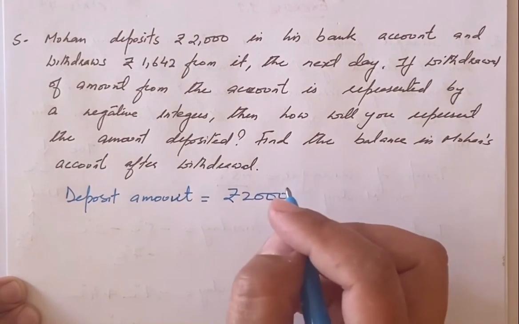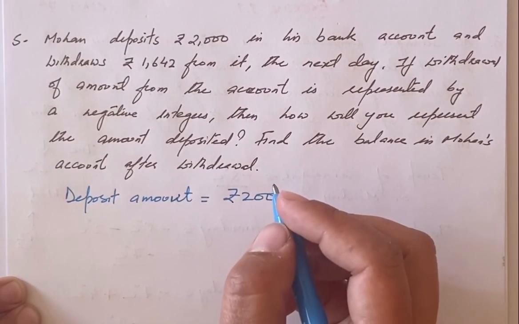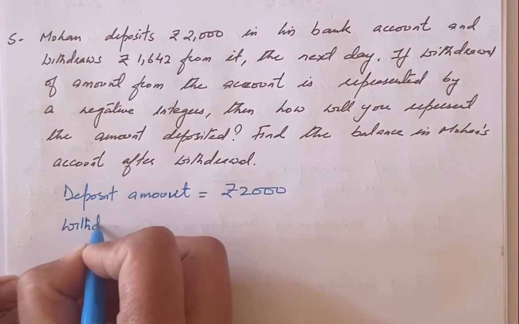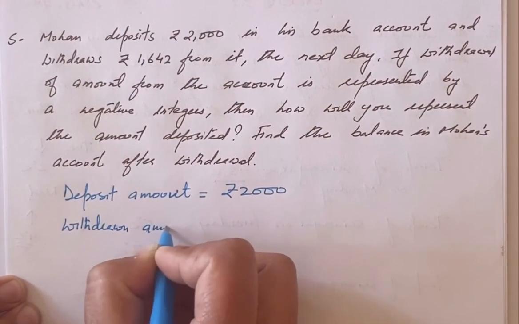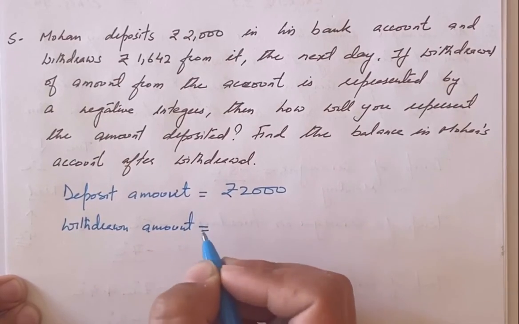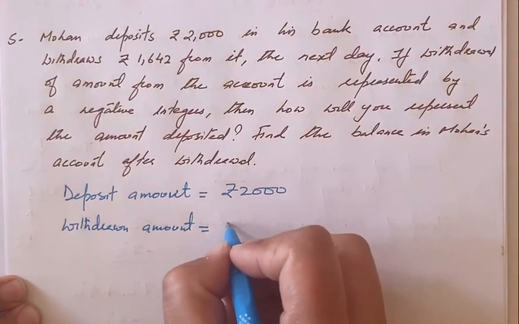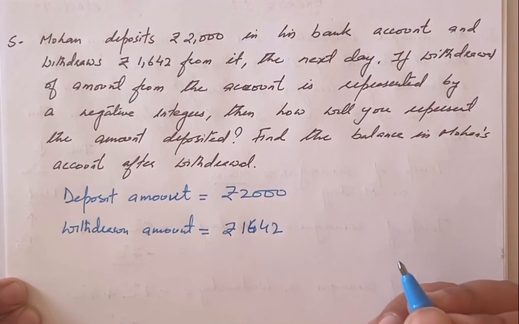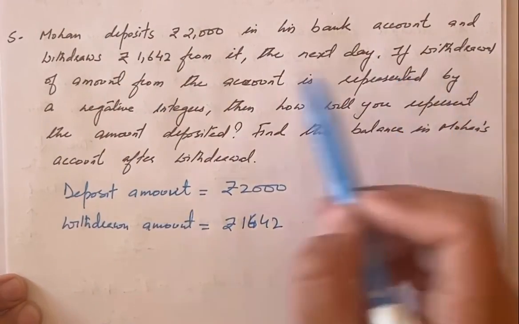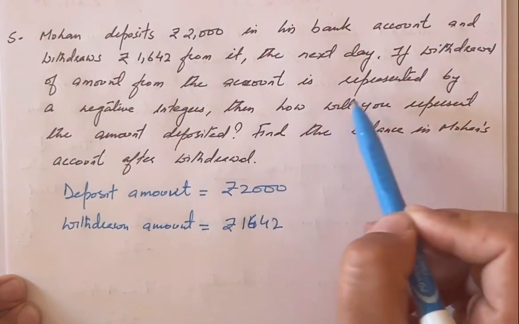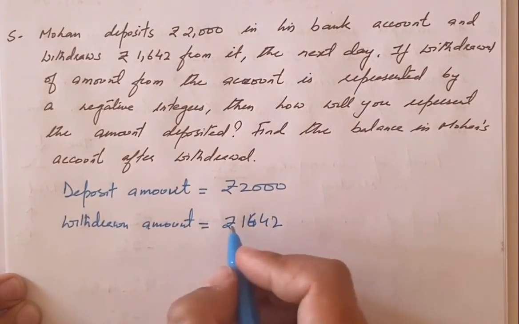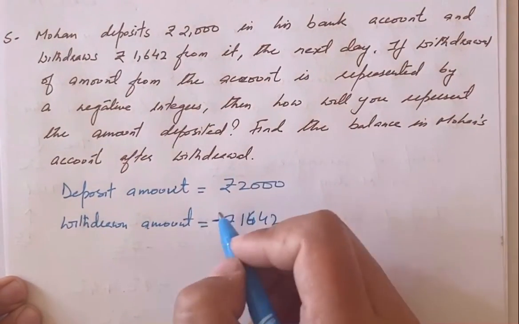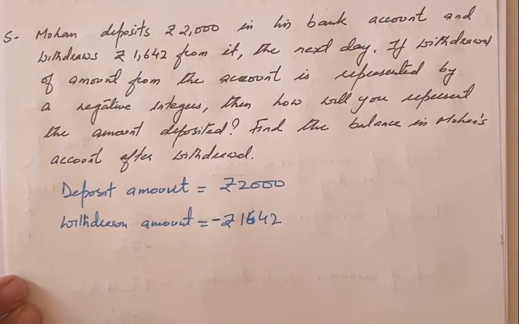Then the next day he withdrew some amount. How much money did he withdraw? Withdrawn means taken out from the account: rupees 1642. So the question says, if the withdrawn amount from the account is represented by a negative integer, then how will you represent the deposit amount?